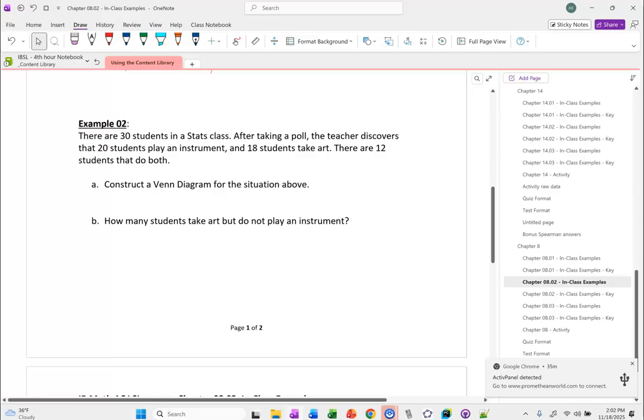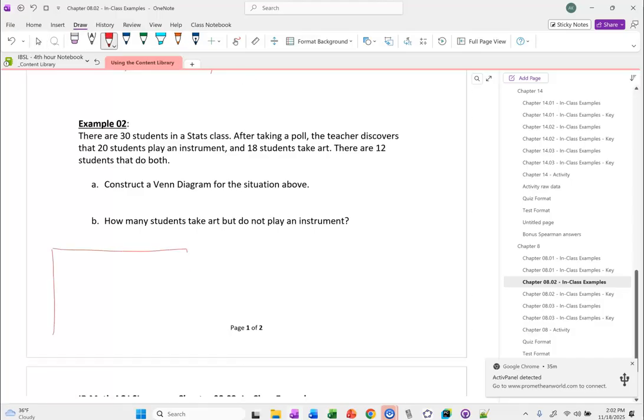There are 30 students in a stats class. After taking a poll, the teacher discovers that 20 students play an instrument, 18 take art, and 12 do both. Construct a Venn diagram of the situation above. How many circles am I going to get? 2.